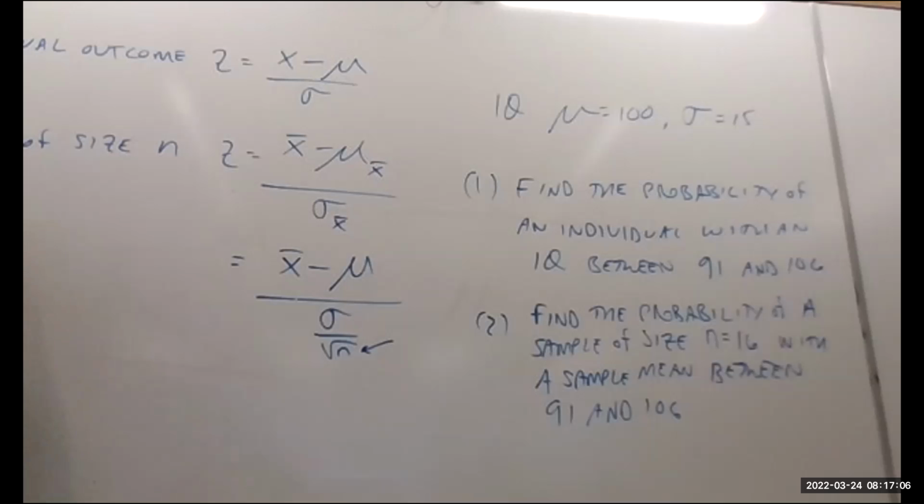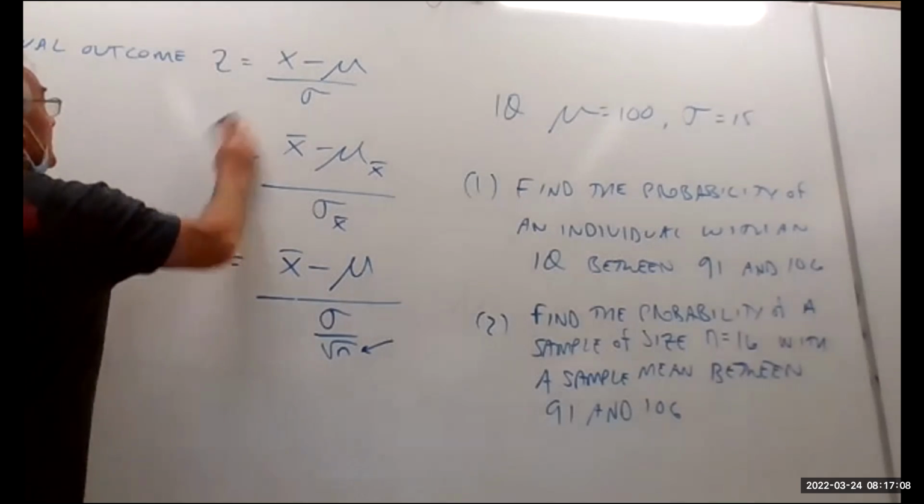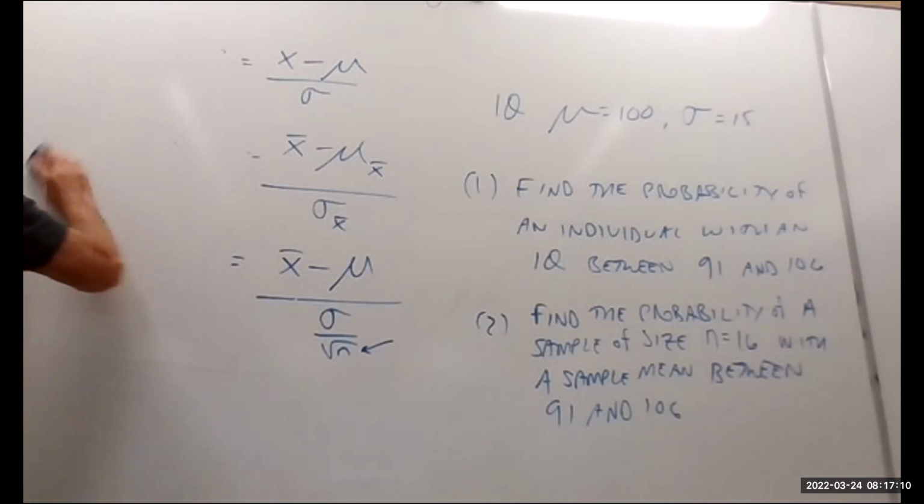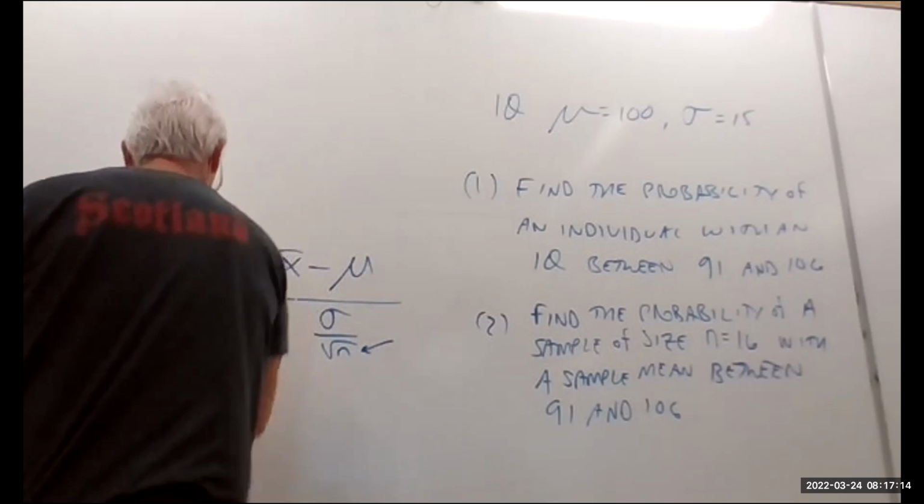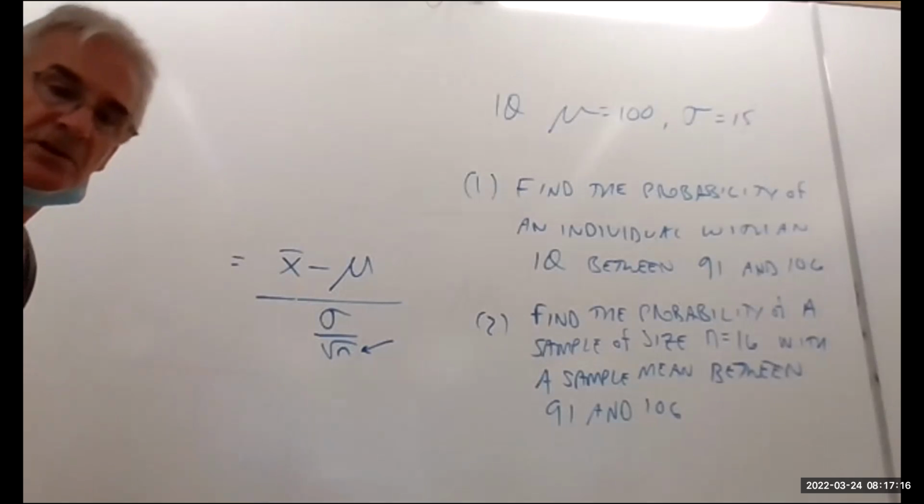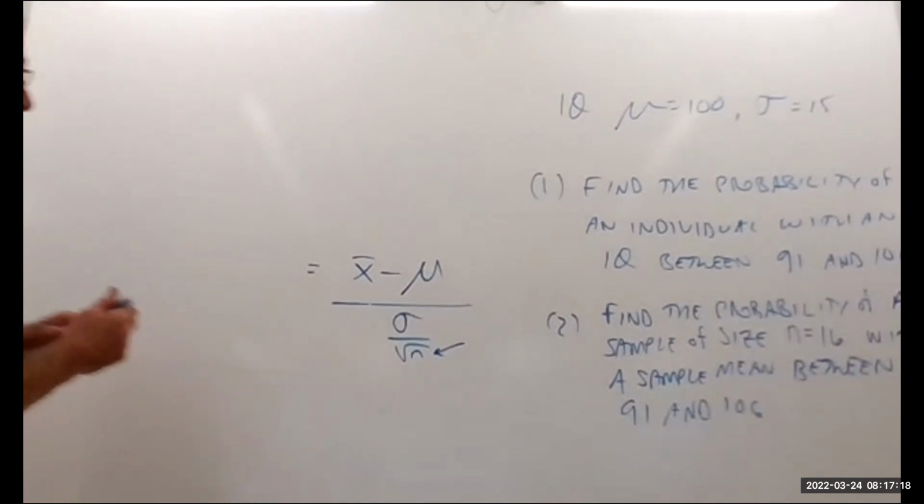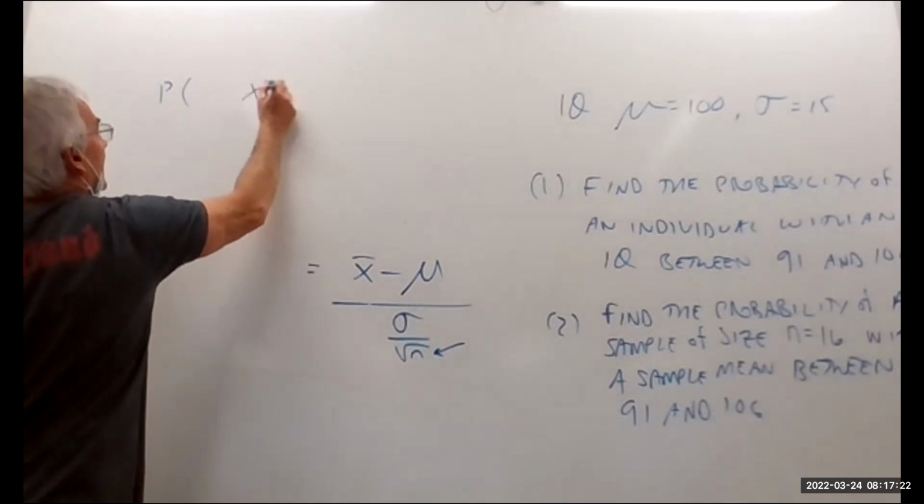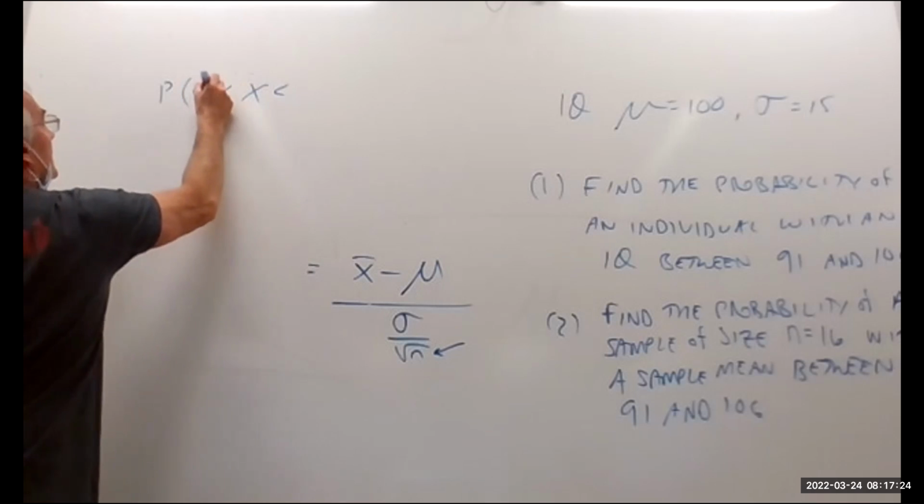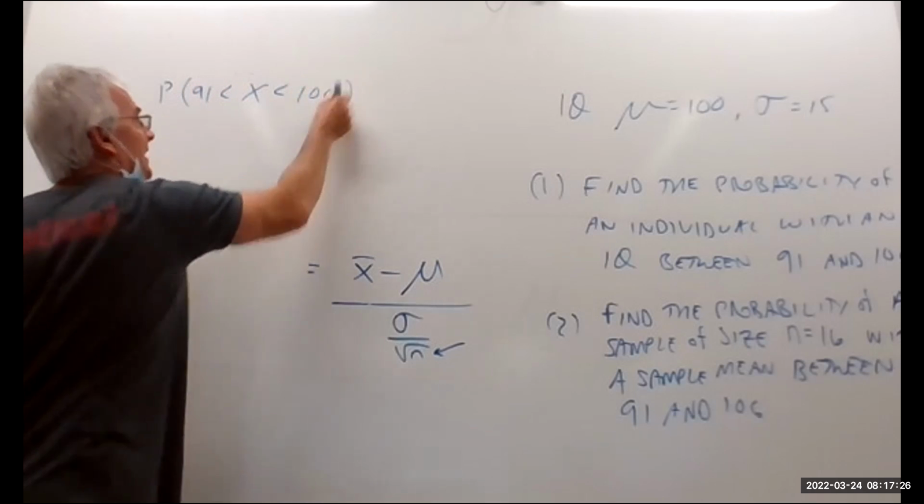Let me erase this. You guys all have this now. So let's do the first one. We've already done this before. In fact, I think I might have even used these same numbers last time we did this. So the first question is, what is the probability that an individual outcome is between 91 and 106?